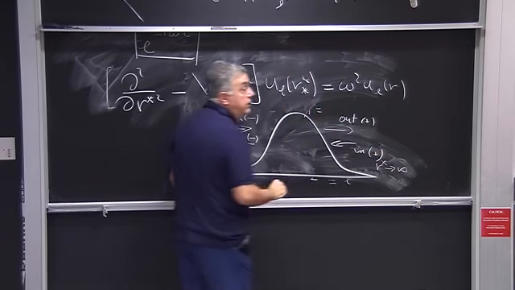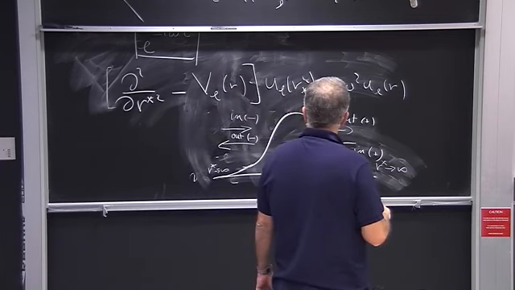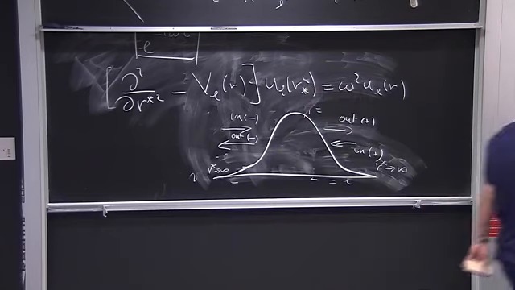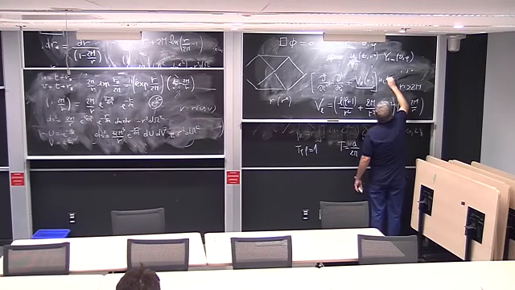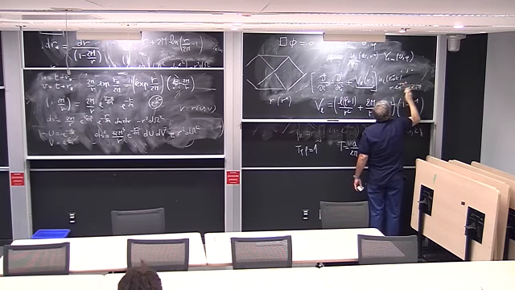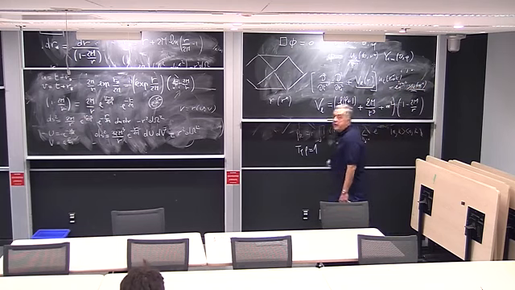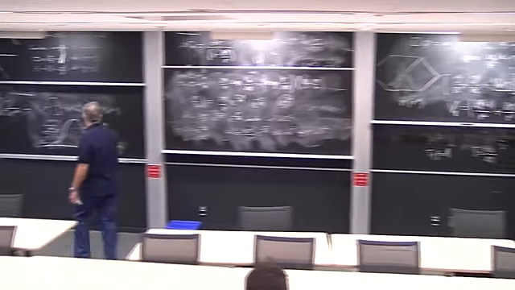Yes? Can you repeat what you did with the e to the i omega t? You write here. We wrote a function u_l of r star and t, and you write it as e to the minus i omega t or plus i omega t times u_l of r star. And then for this part, we get a Schrödinger problem. Okay.